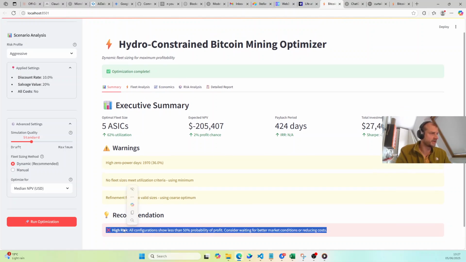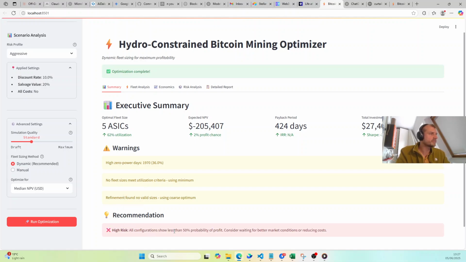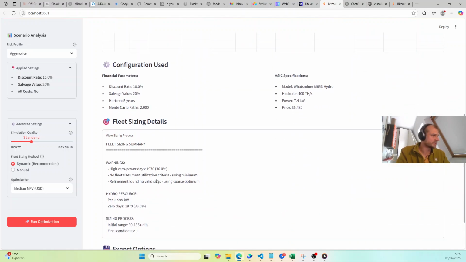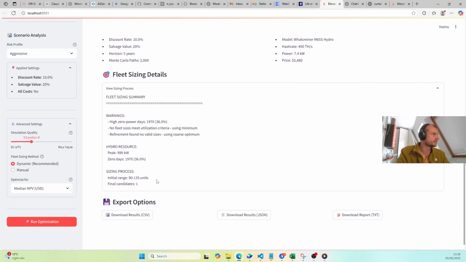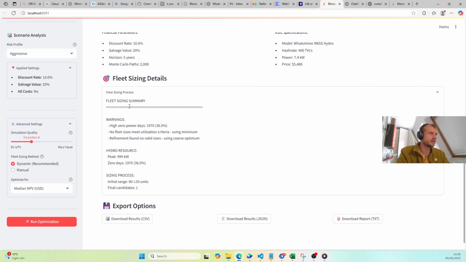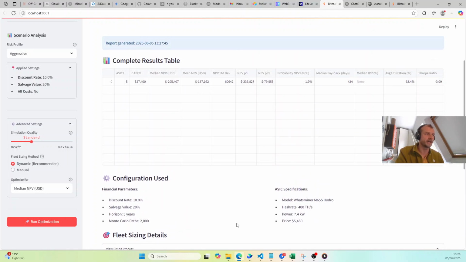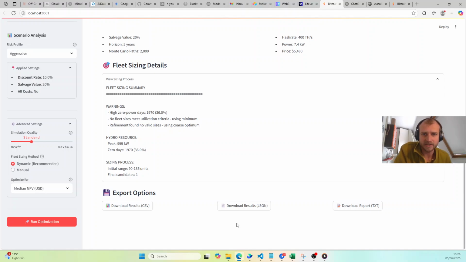There is a high risk that we end up with a loss, which is not so good for that particular case. And if you want to understand why, probably that's because there are a lot of days when the miners will be idle, and given that that machine is pretty expensive, you will basically never be able to pay it back. But yeah, that's still not live.